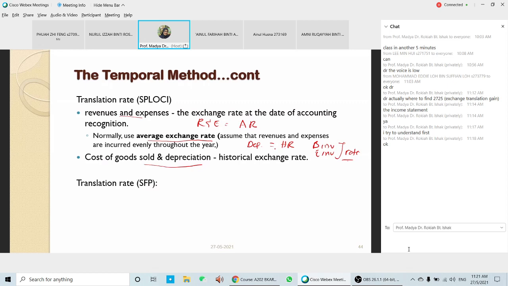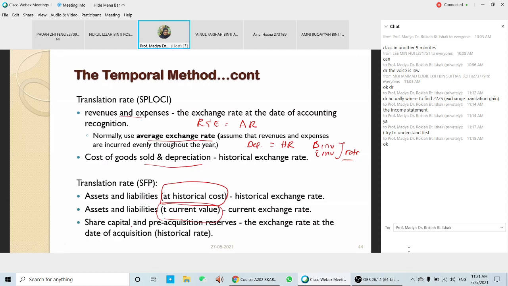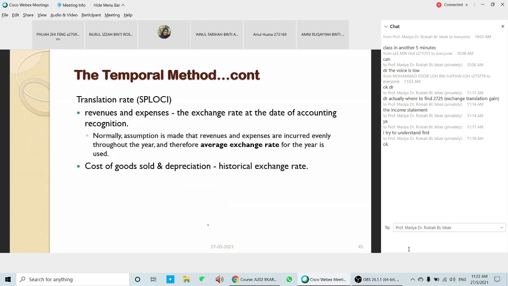Okay, and then for the translation of statements of financial position, assets and liabilities should be at the historical cost. And then if there is a revaluation, assets and liabilities need to use the current value, or the current exchange rate. Share capital and pre-acquisition reserve need to use the rate at the date of acquisition, which is the historical rate. Okay, this one is only the repetition.